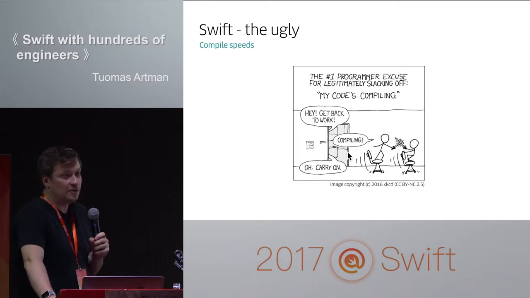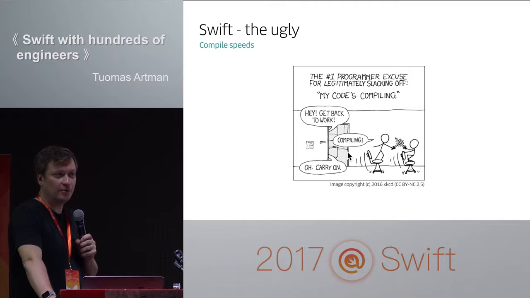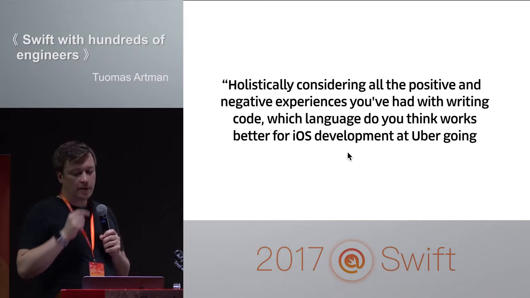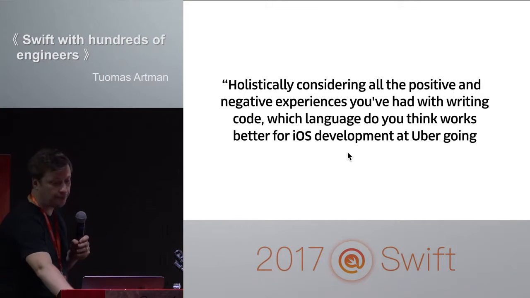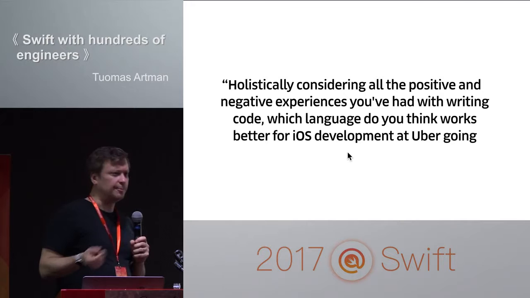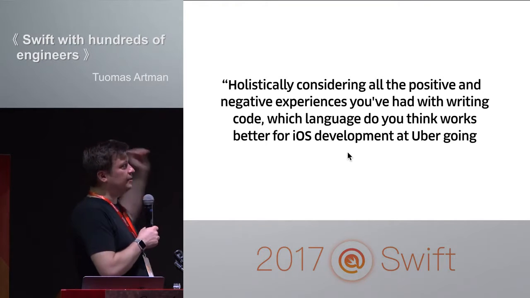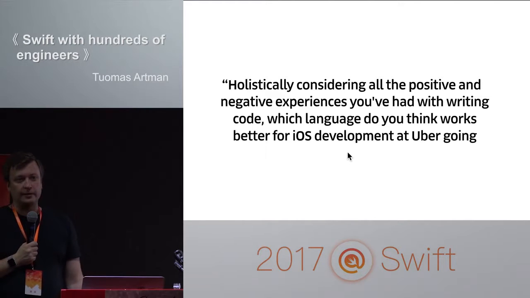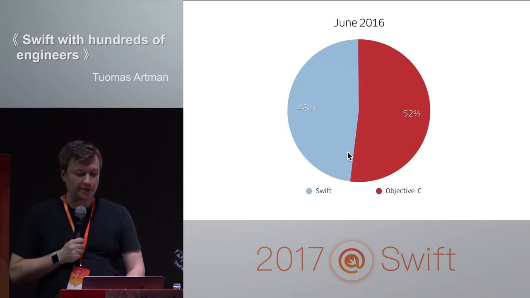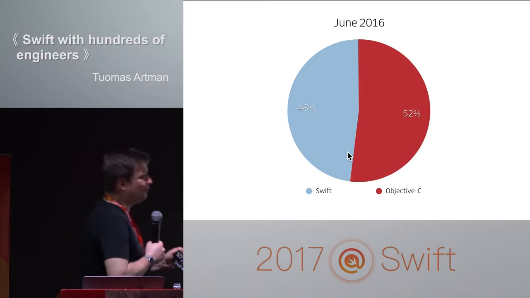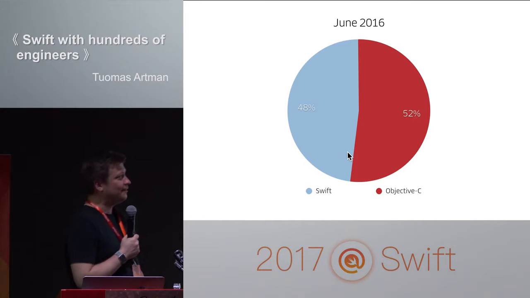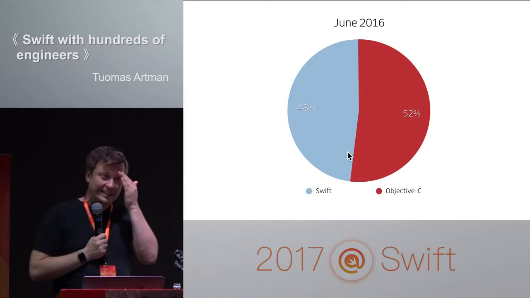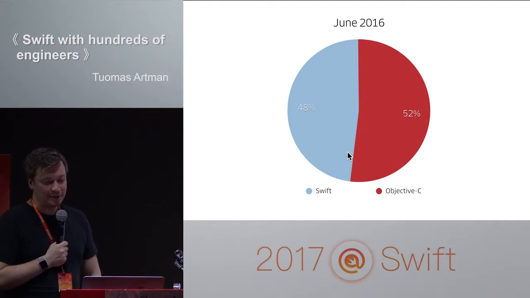The ugly in Swift is compile times, and I'm sure most of you agree it's super slow. So we went out in June 2016 and asked our engineers, because it was becoming a problem: holistically considering all the positive and negative experiences you've had with Swift, should we go forward with Swift or Objective-C? And this was the answer. 48% said Swift, 52% said Objective-C. And we're like, oh man, did we choose the wrong language?